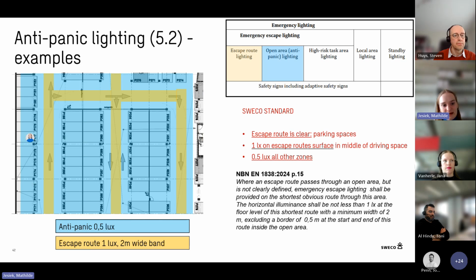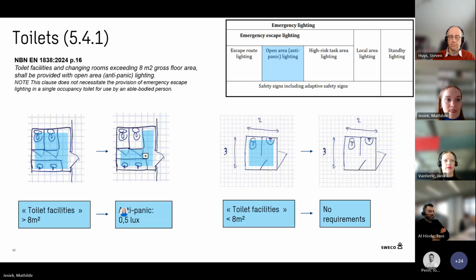If the pedestrian paths are not defined, we will define the escape route is on the center lines of the driving ways. So there we will design to 1 lux on 2 meter wide bands, and the rest of the area will be anti-panic lighting that we design to half a lux.